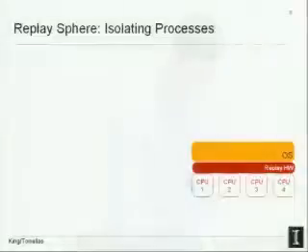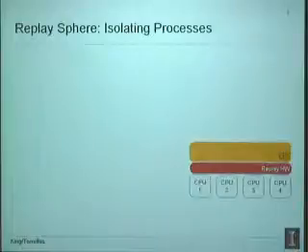So the first topic I'm going to discuss today is replay spheres. And the first thing I'm going to talk about is how we can use replay spheres to isolate processes. Shown here in this figure, we've got a four CPU system with some replay hardware and an operating system running up above.